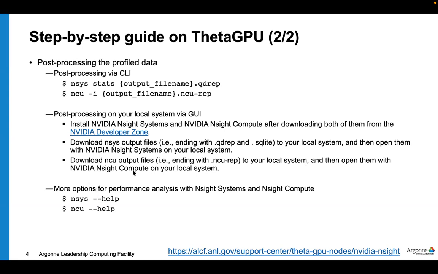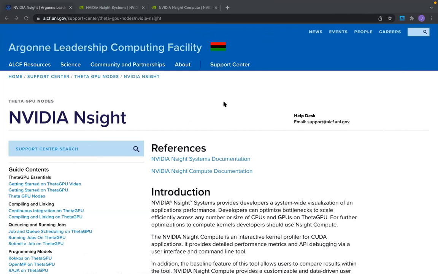Basically, I will show you several of the knobs I use, but it has a lot of features. So if you are interested in more features, you may type nsys --help and ncu --help, and then it will show you a lot of the knobs you can investigate and enjoy. So this is the step-by-step guideline, and we also have the corresponding information in our user guide.